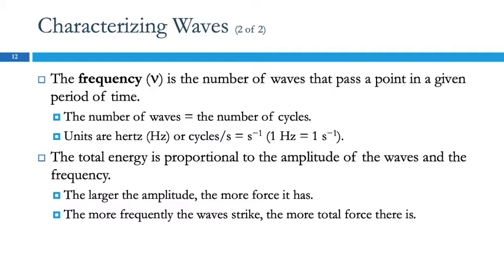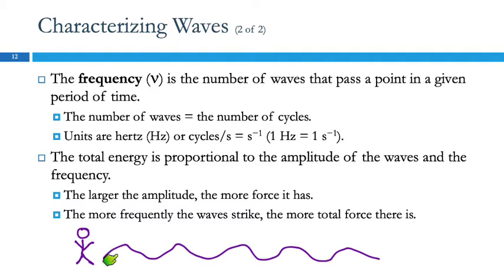So the total energy of the wave is proportional to the amplitude, how tall it is, and the frequency, how fast it hits. I like to think of this in terms of waves on the ocean. So let's pretend that we are visiting Pismo and we're standing out on the beach, right? And the waves come in. Now these are not perfect waves like we've been looking at, but they still behave similarly. And so the amplitude of the waves is how tall they are.